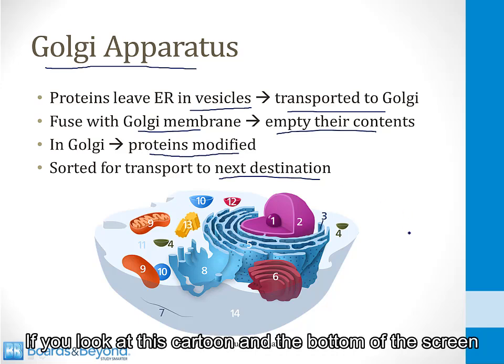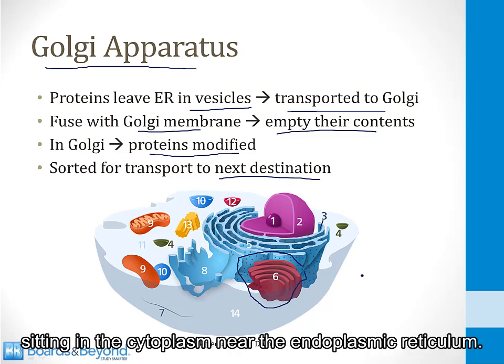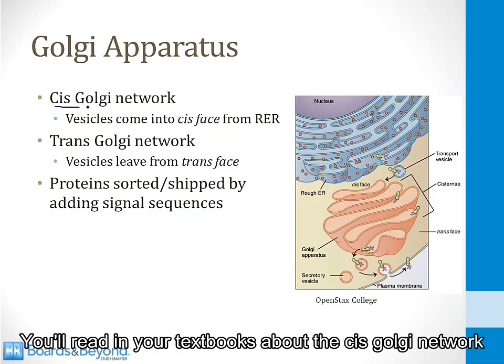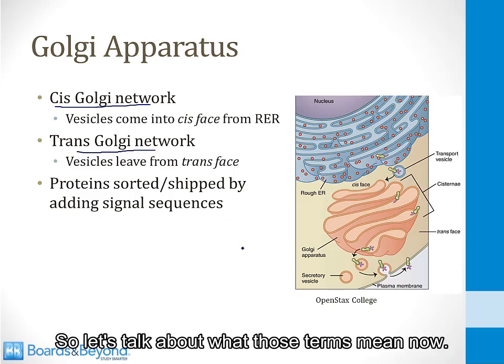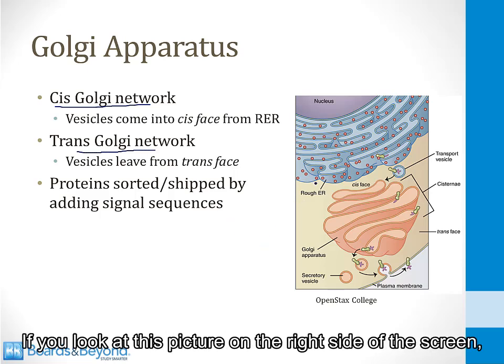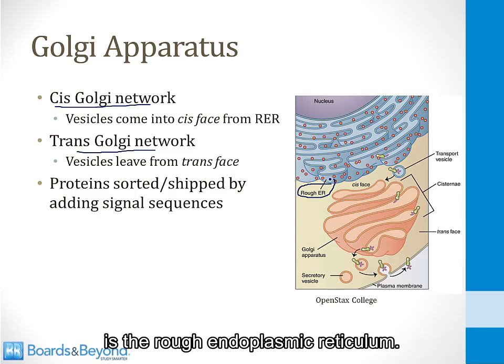If you look at this cartoon on the bottom of the screen here, structure 6 is meant to depict the Golgi apparatus sitting in the cytoplasm near the endoplasmic reticulum. You'll read in your textbooks about the cis-Golgi network and the trans-Golgi network, so let's talk about what those terms mean now. If you look at this picture on the right side of the screen, the blue structure at the top dotted with red is the rough endoplasmic reticulum.